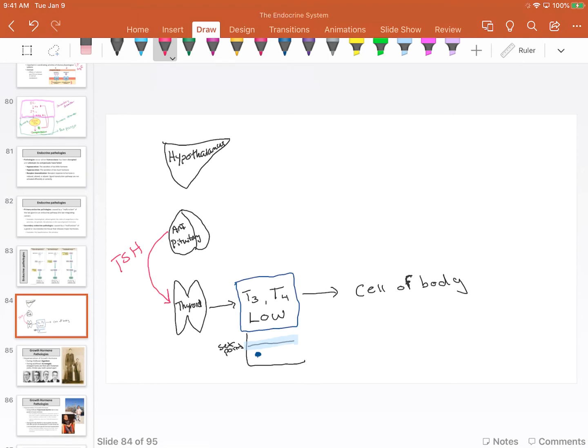And then how is TSH controlled? Well, TSH is regulated by our thyrotropin releasing hormone, my TRH.